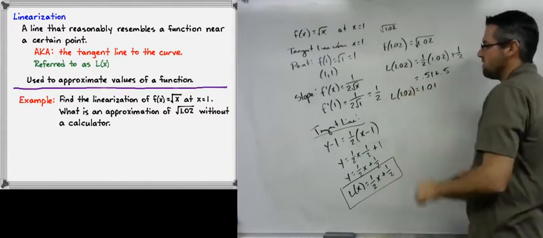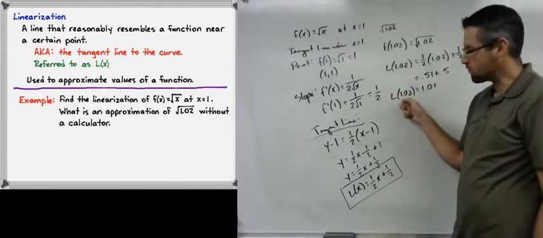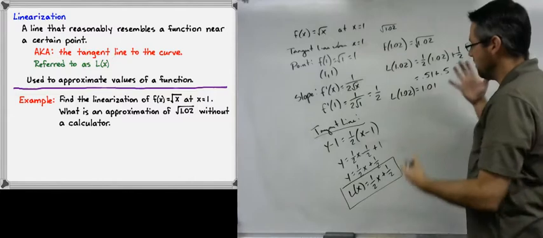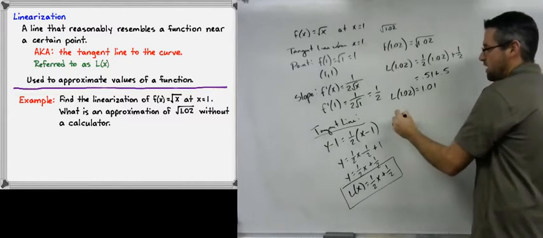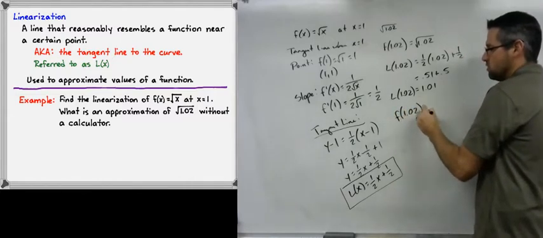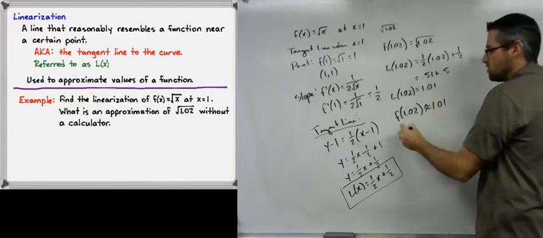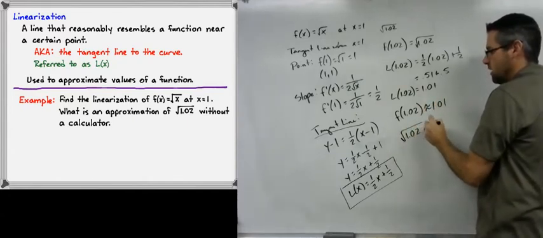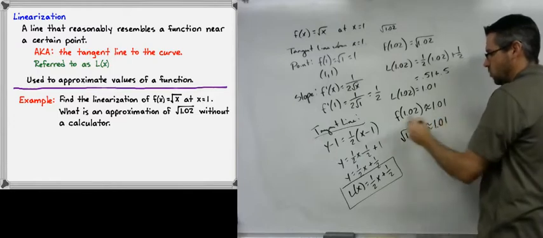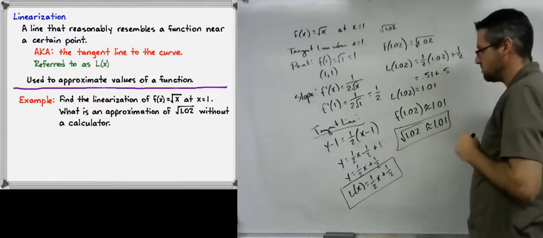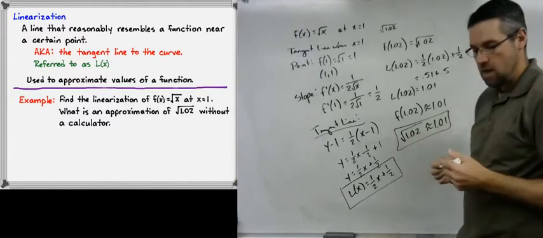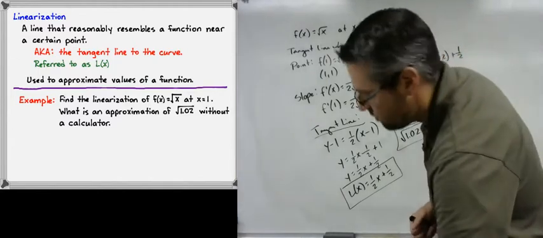So I found the value of the tangent line, and I will then just extrapolate and say, well, then therefore f of 1.02 is approximately 1.01. Or in other words, the square root of 1.02 is approximately 1.01. So that is my approximation for that value, okay? And we can double check that with our calculator.